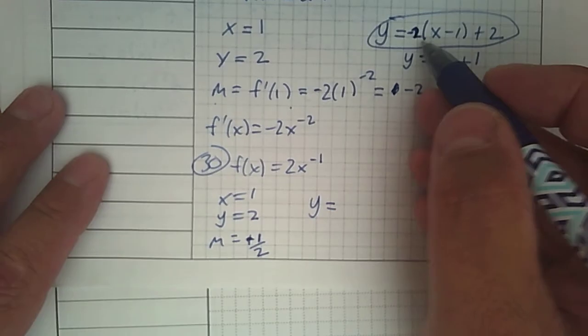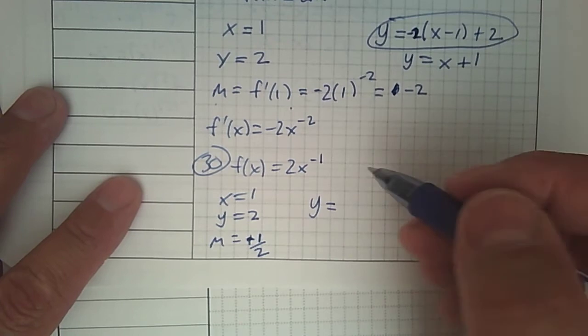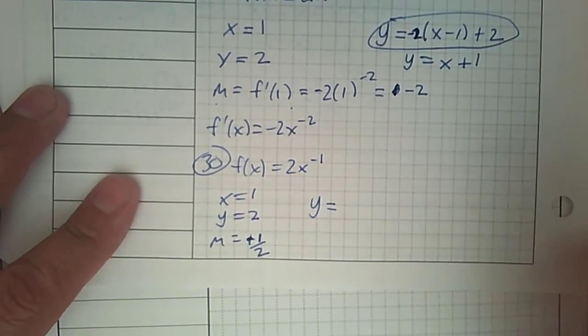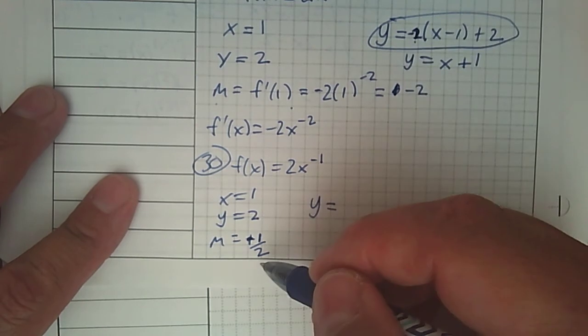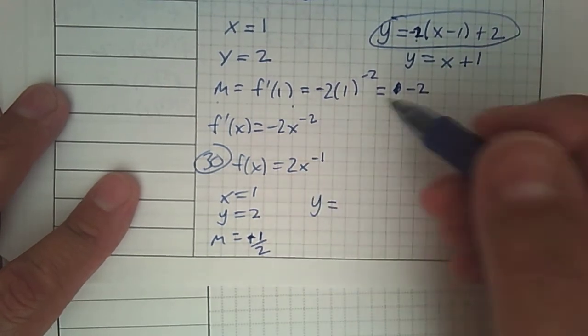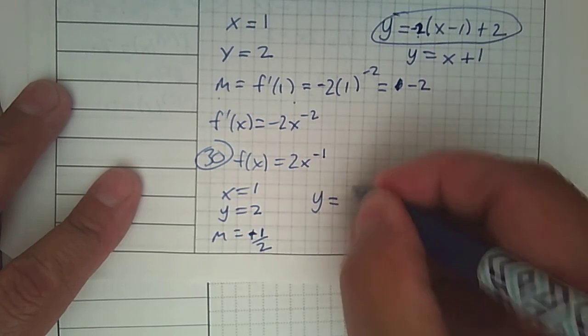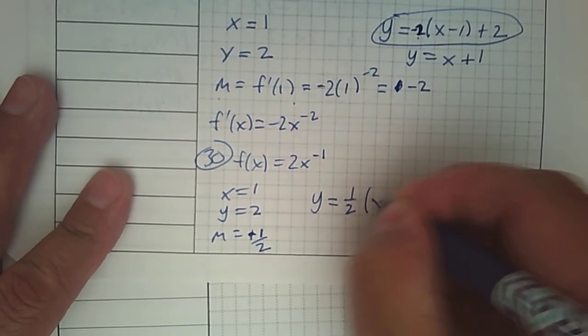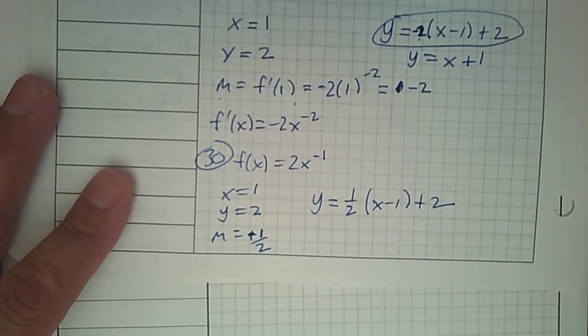So what's the reciprocal of negative 2? The reciprocal would be negative a half, but it's the opposite of that. So negative 2 and positive a half are perpendicular slopes to each other. They meet at 90 degrees. So the word normal means perpendicular. So it'd be 1/2 and then the same, x minus 1 plus 2. Good to check your work, right?